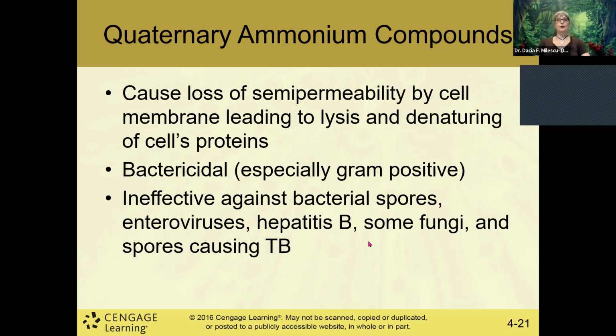Now, quaternary ammonium compounds. These are going to cause semi-permeability of the cell membrane, causing lysis and denaturing of the cell's proteins and therefore death. It is bactericidal, especially against gram-positive cocci like Staphylococcus and Streptococcus. It is ineffective, though, against bacterial spores, enteroviruses that cause severe diarrhea, hepatitis B, fungi, and other spores causing TB, for example.